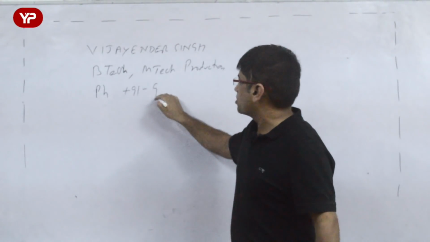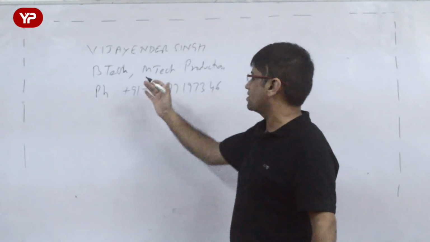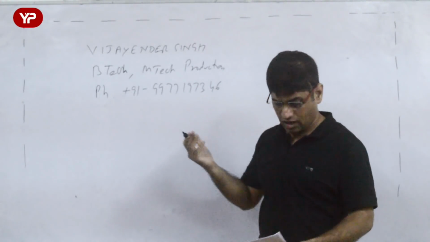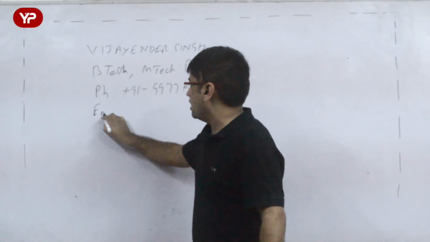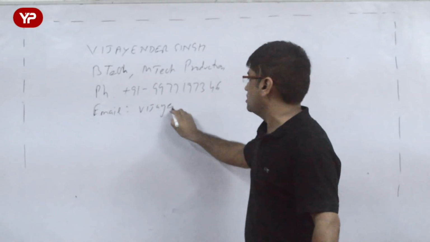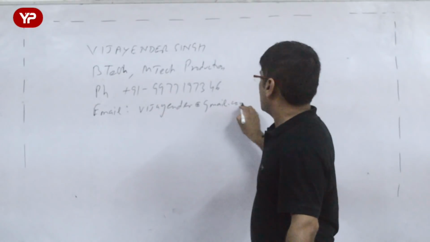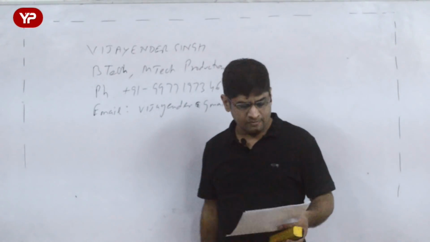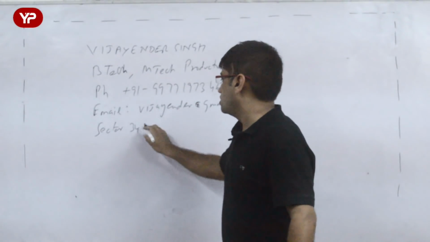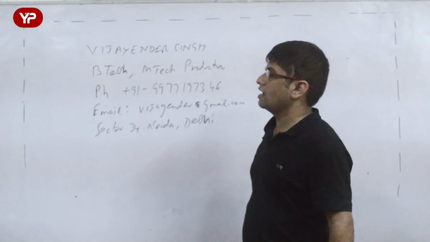Then you can write your number also, 9977197346, whatever number. This is a hypothetical number I am giving. So this is phone and this is how you have to type it. After that you have to write your email address, vijayender@gmail.com. That is your email ID. And then you can write your address. Let us say sector 34, Noida, Delhi. Again, a hypothetical address I am giving you.